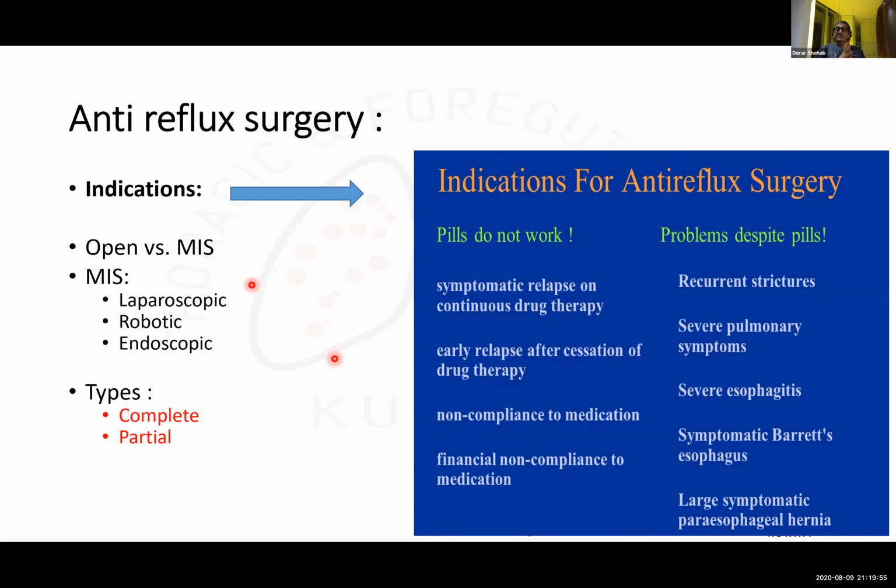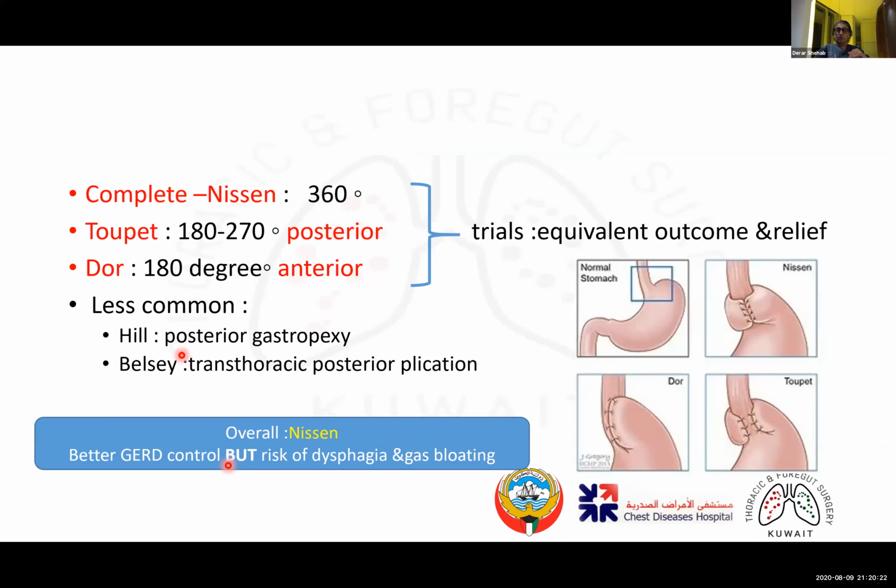Anti-reflux surgery could be conducted by open technique or minimally invasive technique. In minimally invasive technique, it's either laparoscopic, robotic, or endoscopic. We have two classifications of anti-reflux surgery, or fundoplication: either complete fundoplication or partial fundoplication. Complete fundoplication is called Nissen. This is the most popular one, in which there's a 360-degree wrap around the esophagus, like here.